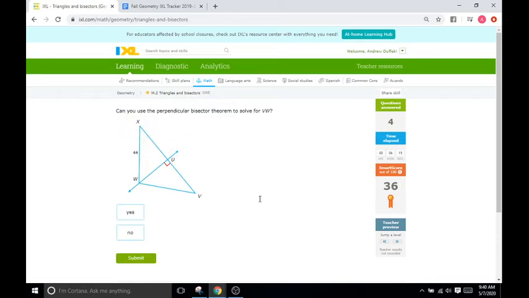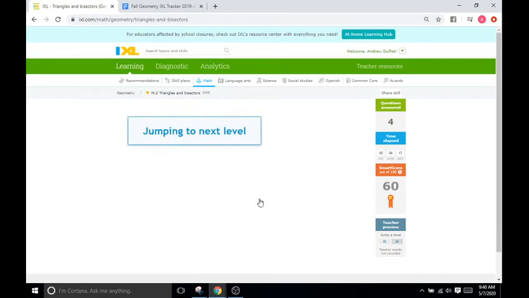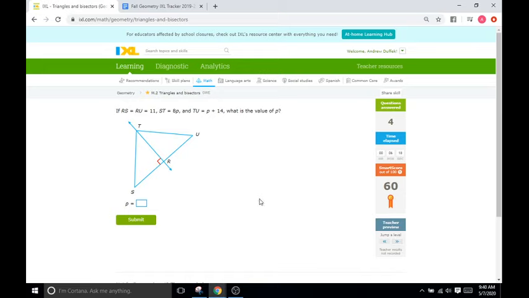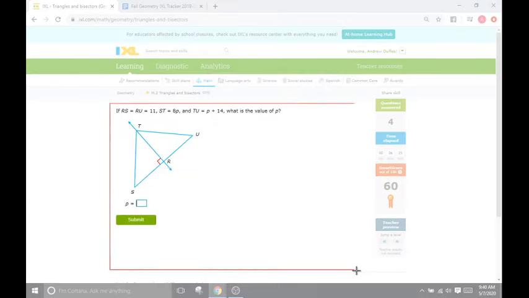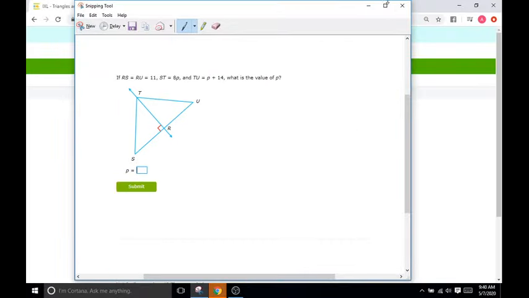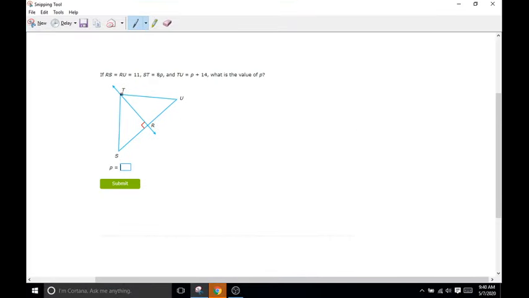So I'm going to skip from here. Let's see if they get a little harder. So we jump to this level here. Now it's the same thing, except they give you variables. Surprise, surprise. Okay. So it says RS is equal to RU, so RS, RU. So both these bases right here are congruent. They're the same thing. I can draw a little tick mark here if you like. Okay, and they're going to equal 11, in fact.